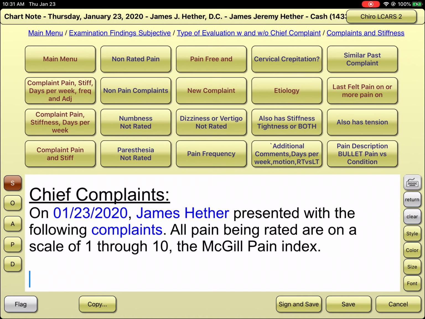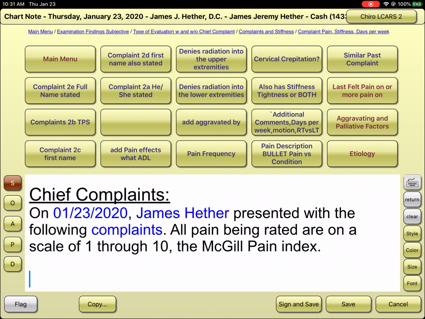Typically on an examination, I'll do the second one down that says complaints, pains, and stiffness in days per week. So with this, I have 5 ways of saying the person's name, either their full name, their complaint, he said, she said, also has the person's first name. So it's not like every single complaint has the same rote statement. So let me go ahead and click that. I'll do my first name.